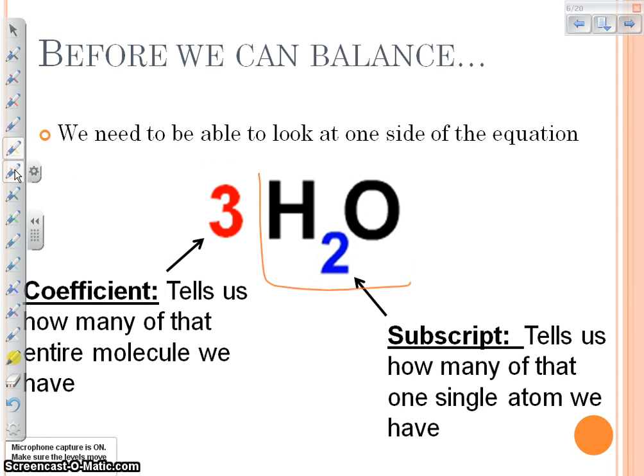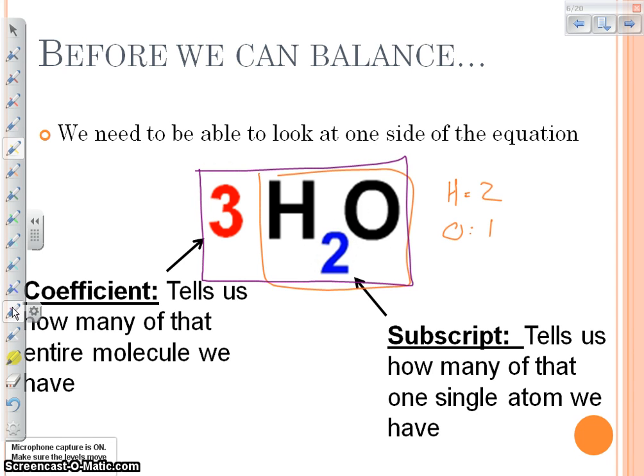have. So if this again was H equals 2 and O equals 1, this whole thing is saying that I have 3 of this. So I've basically got 3 times 2. So really, in this 3H2O, I've got 6 hydrogens. And I've got 3 times 1 oxygen, so I've got 3 oxygens. Okay, so the subscript goes through and only counts on that one singular atom that's following.